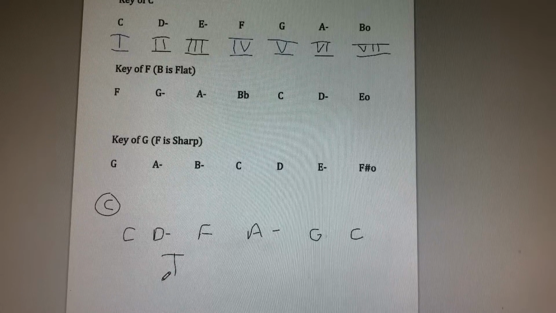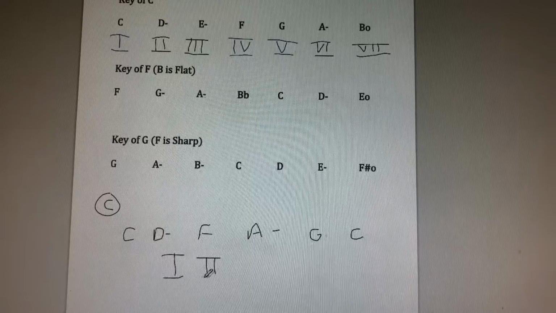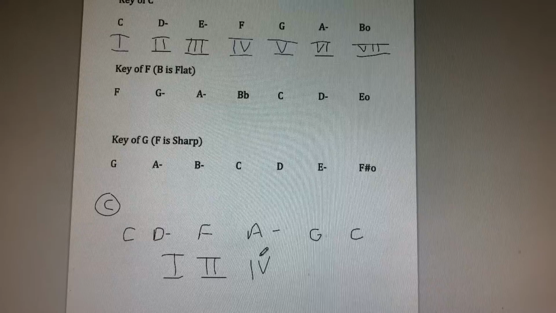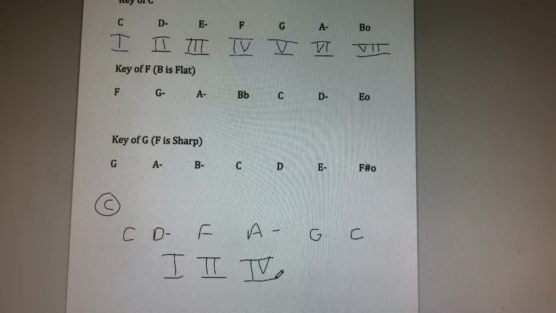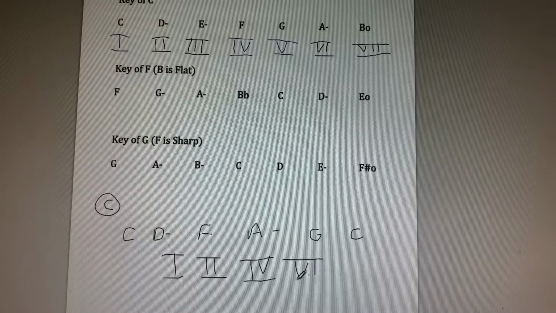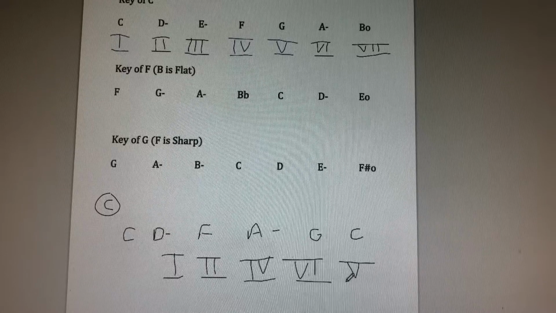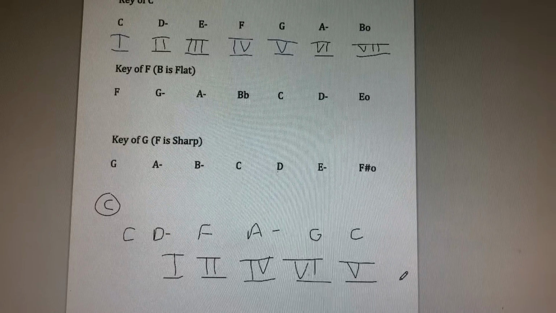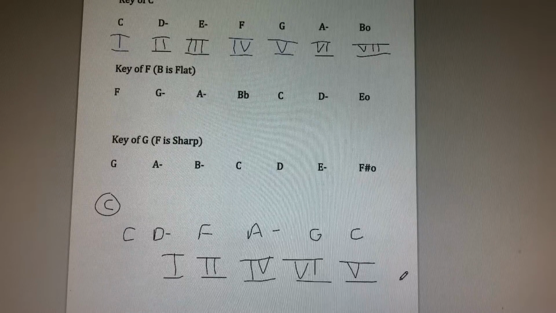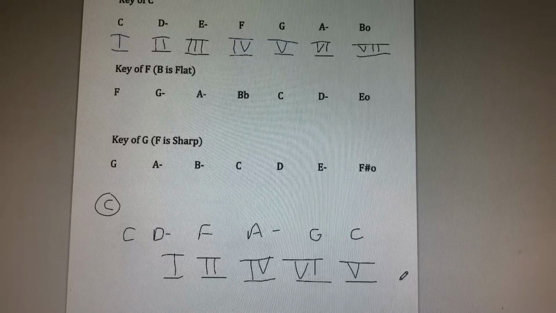So our progression here is a 1, 2, 4, 6, 5. The reason why they use Roman numerals with this is because if you have too many numbers, things get confusing. So Roman numerals are generally used for harmonic analysis.